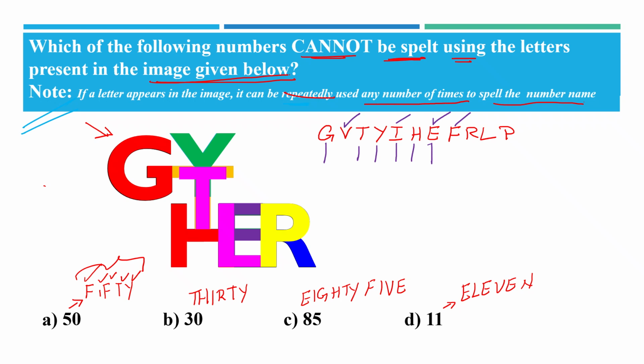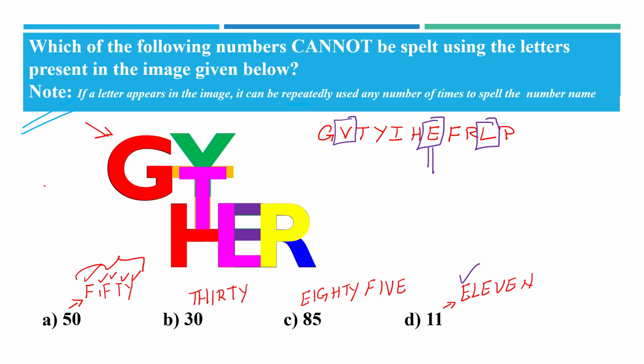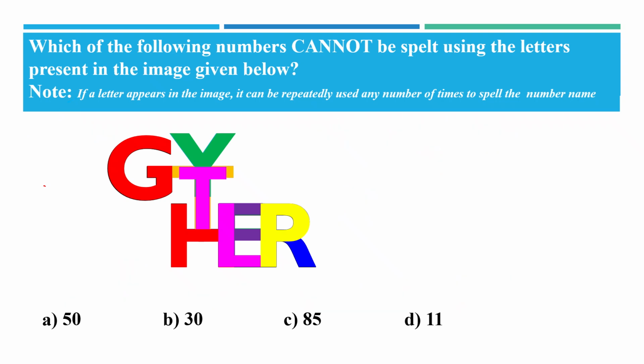But let's check once. Can we spell option D, that's 11? Here we go. We need E. We do have it. And L. Great. Another E. Okay. V. S. We have it. And E. Good one. But we are missing the letter N. Therefore, the option is 11. Good job. Let's move on to the next question.